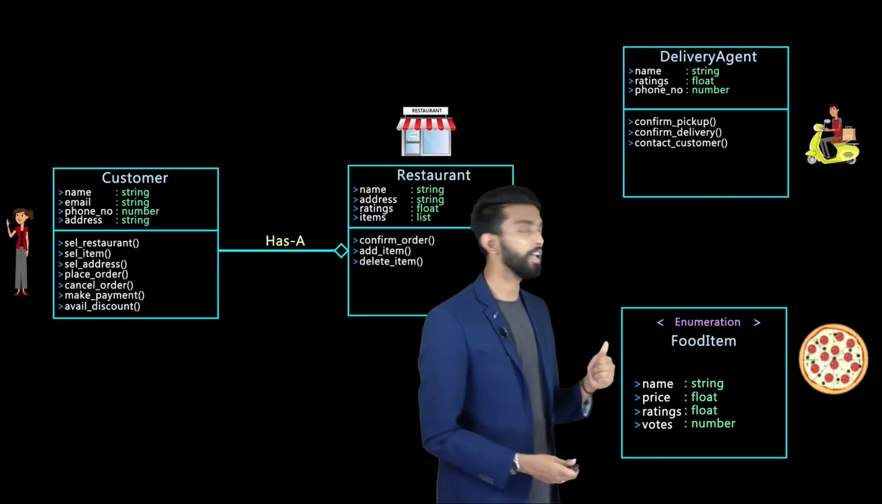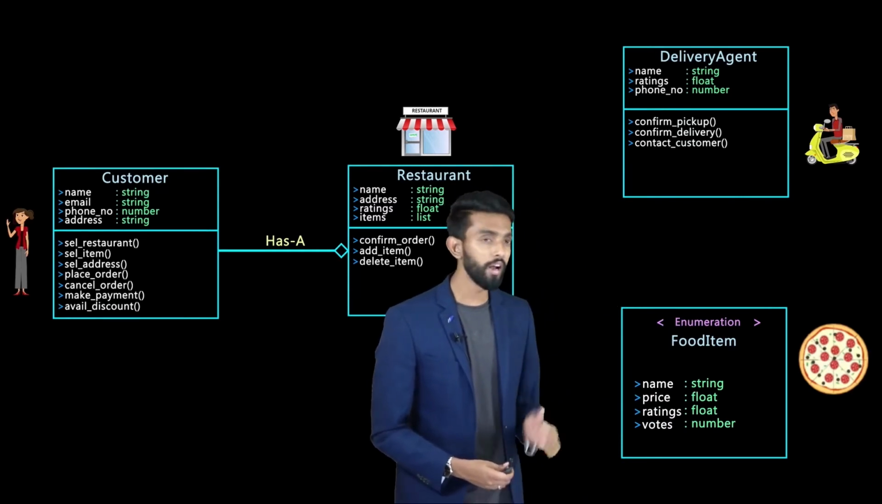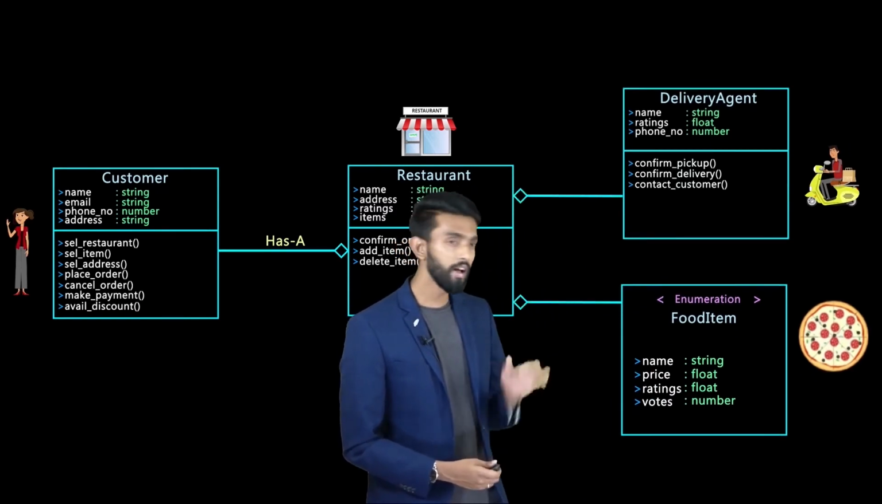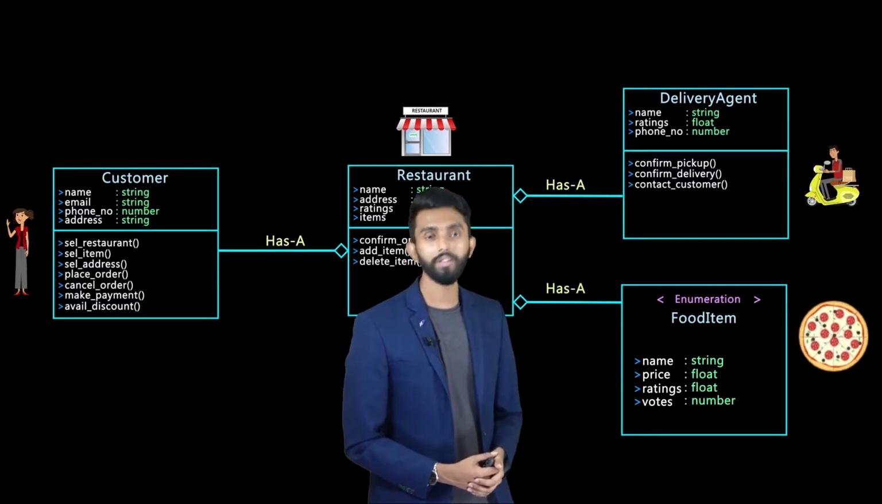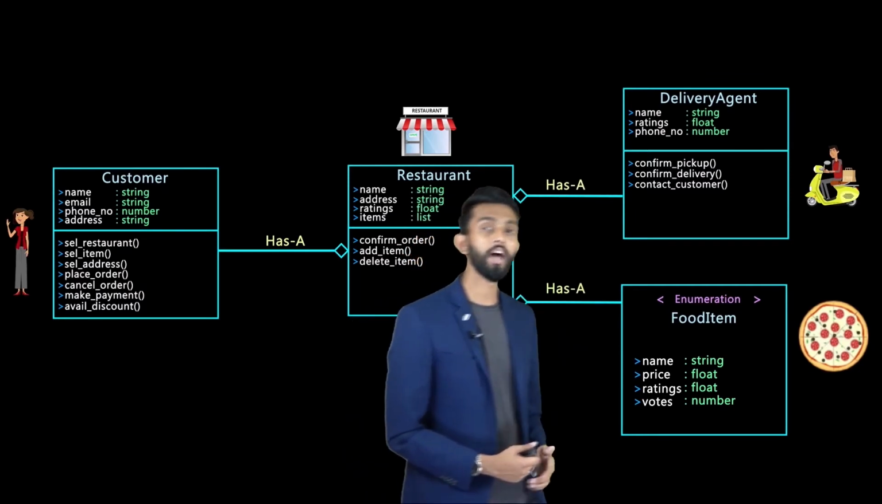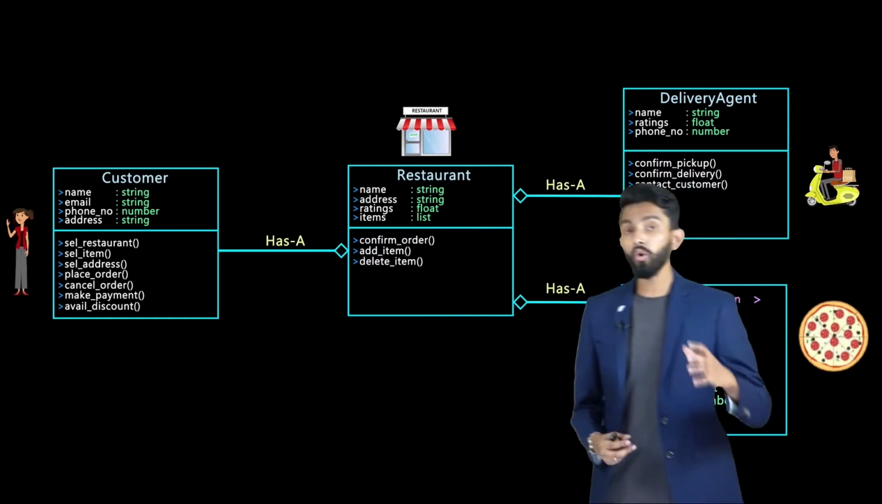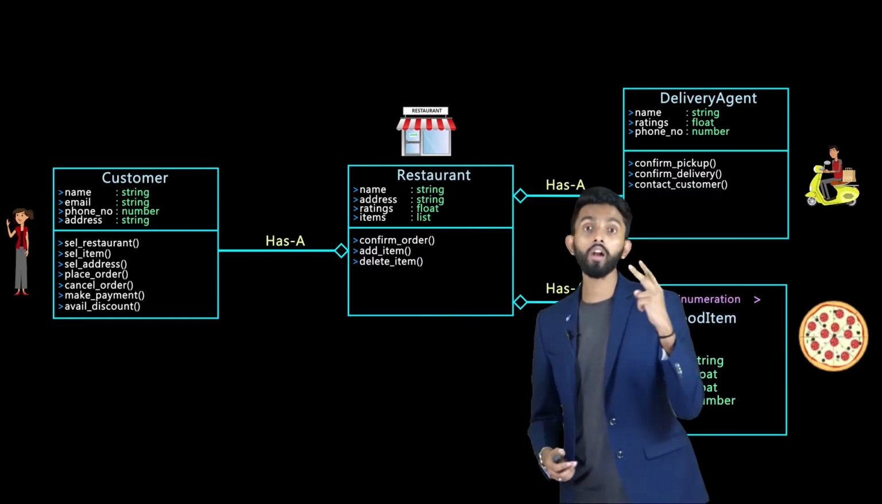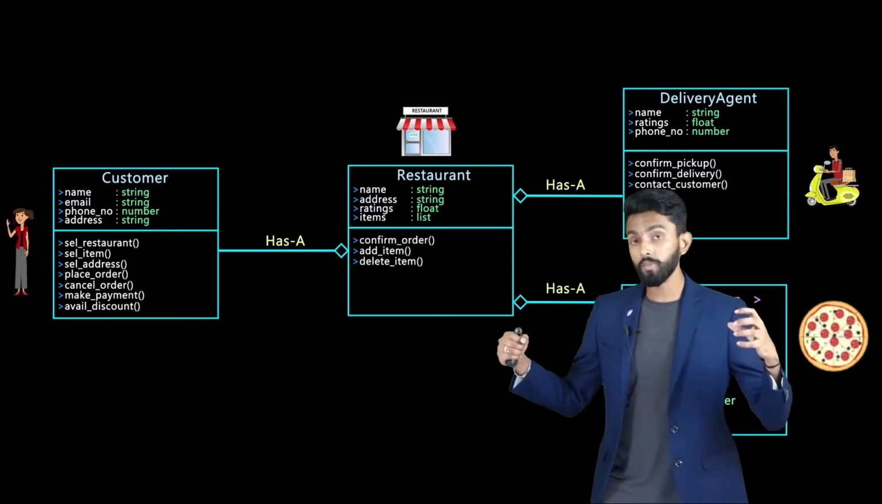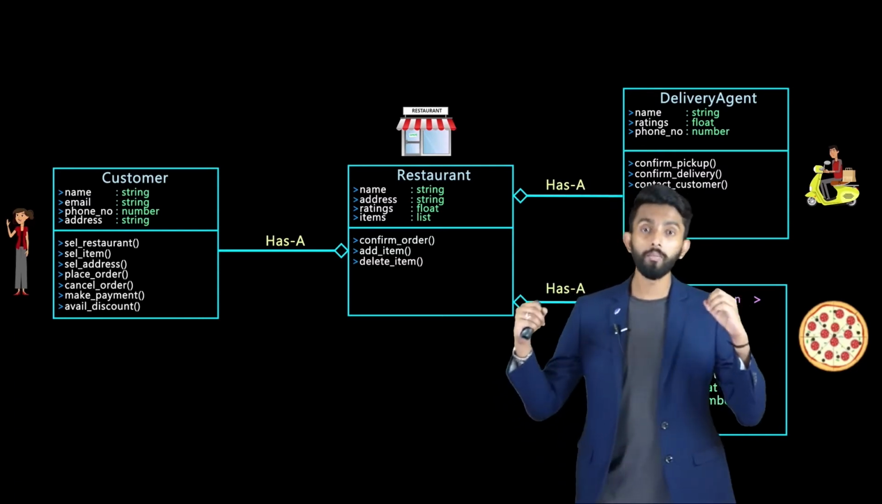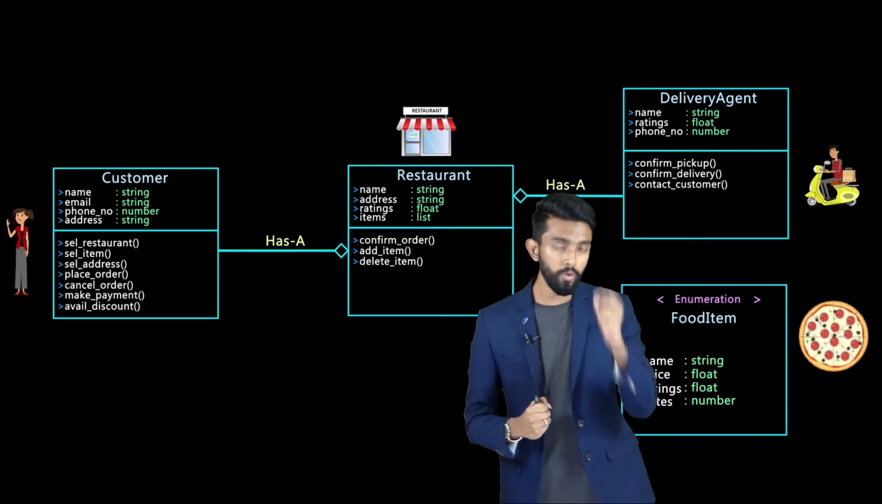Similarly, same is the case with the delivery agent and the food item. Both of them, after all, share a has-a relationship with the restaurant, and hence these diamond-ended arrows. Any confusion till here? But I told you in has-a, there are two types. There is something called aggregation, there is something called composition. Now, what do we mean by that?